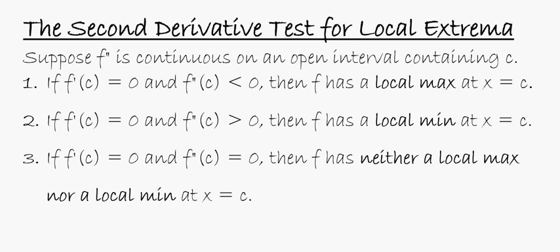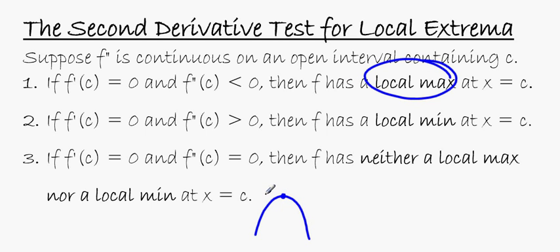If f prime is 0 and f double prime is negative, then f has a local max at C. Similarly, if f prime is 0 and f double prime is positive, then f has a local min. So, picture time, local max. What happens at a local max?